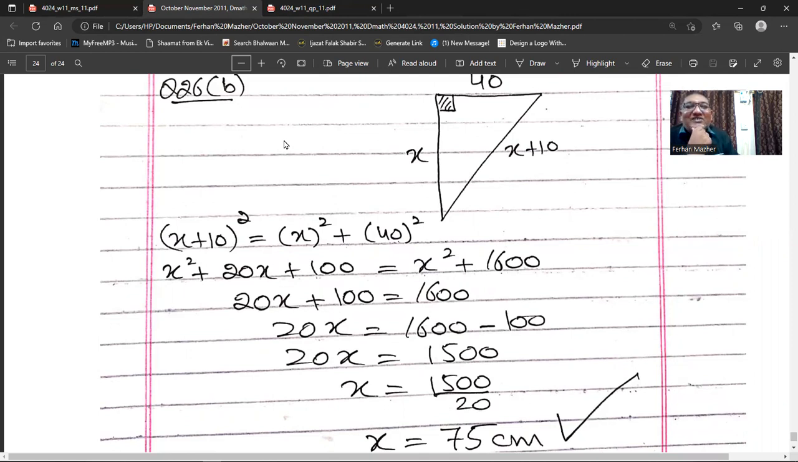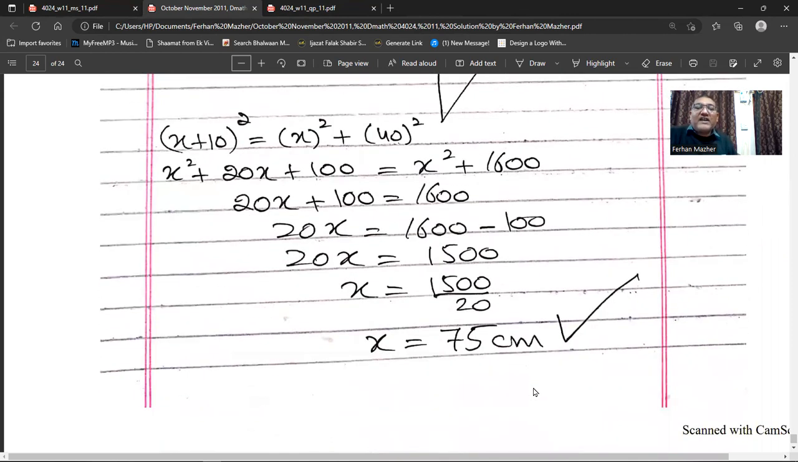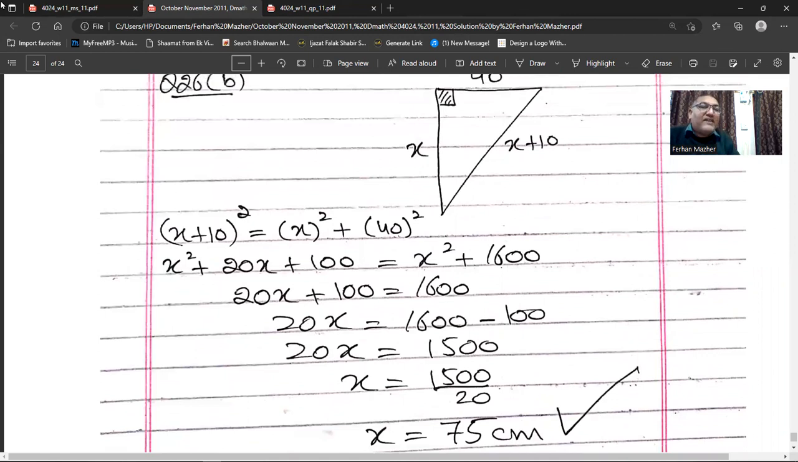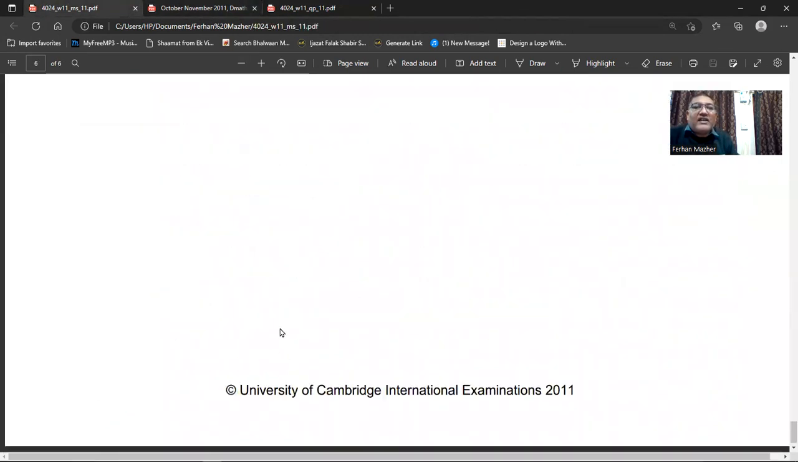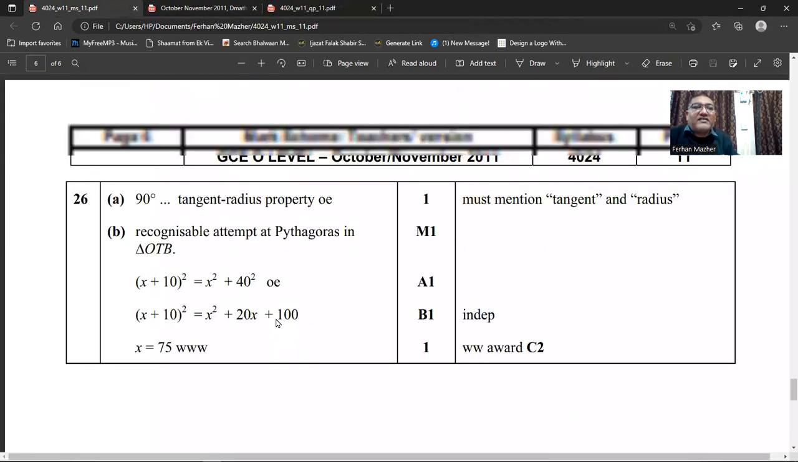So 20X is equal to 1600 minus 100. So 20X is equal to 1500. So X will be equal to 1500 divided by 20. So X will be equal to 75 centimeter. The value of the radius is 75 centimeter, and our answer is right.